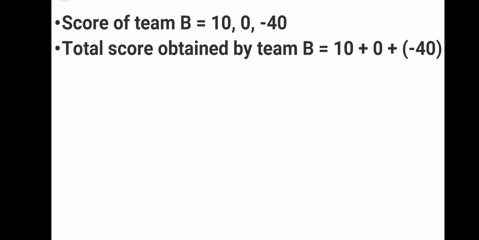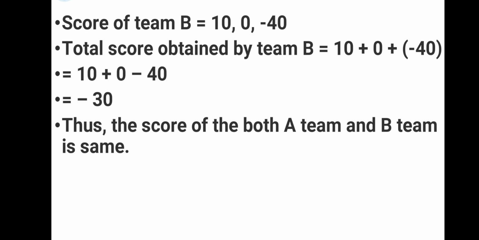Now coming to team B. Score of team B, that is 10, 0 and minus 40, and the score obtained by team B is 10 plus 0 plus minus 40. So when you have a plus outside the bracket, no need to change the sign of the number. So you will have 10 plus 0 minus 40. That is again, the answer you will get is minus 30. Thus the score of both team A and team B is the same, because both are minus 30.